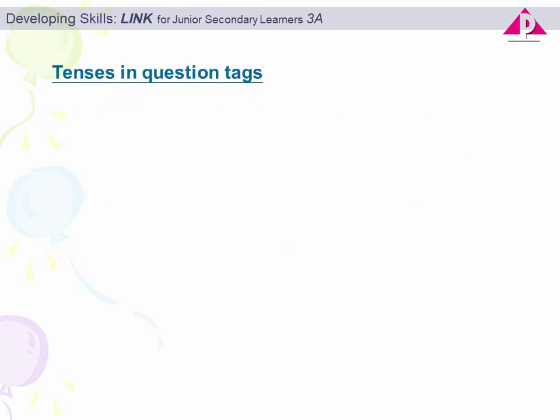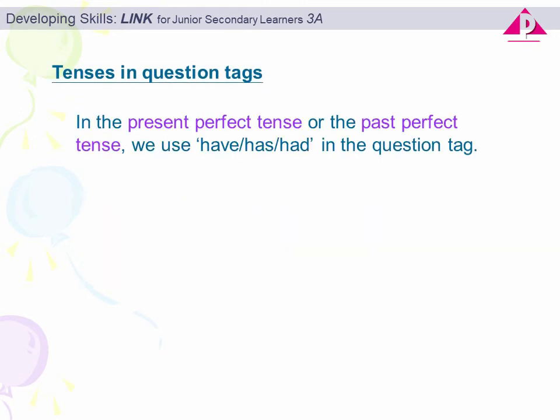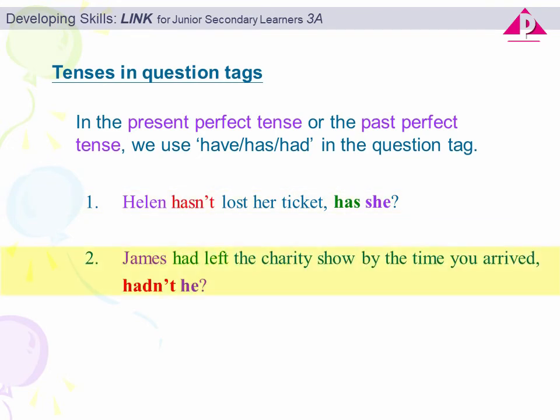When the statement is in the present perfect tense or the past perfect tense, we use have, has, or had in the question tag. Helen hasn't lost her ticket, has she? James had left the charity show by the time you arrived, hadn't he?